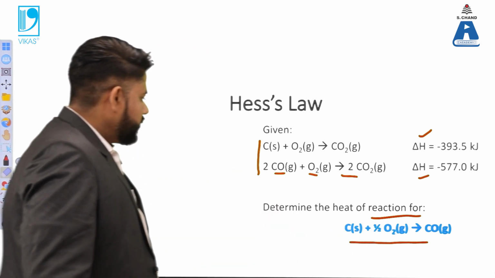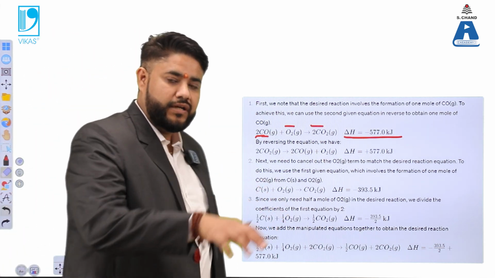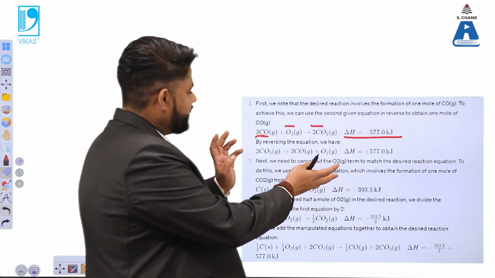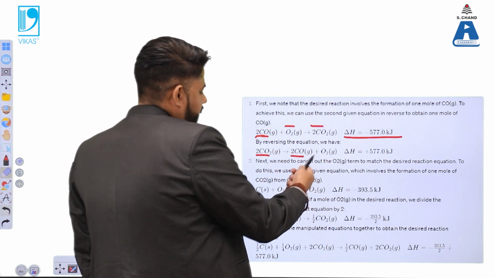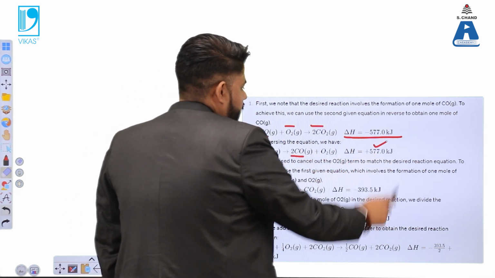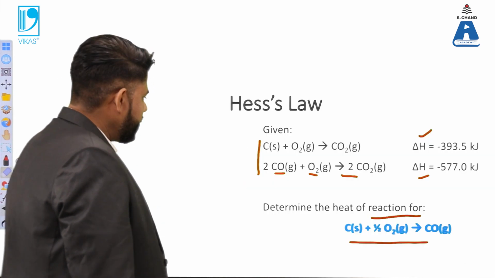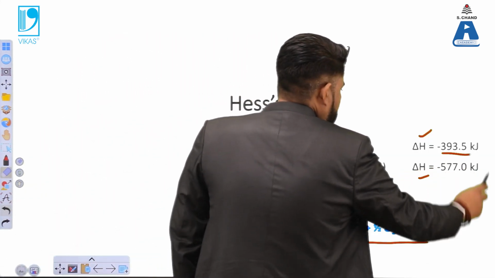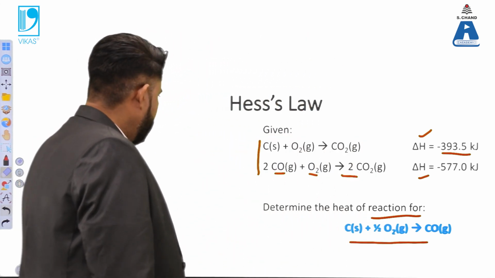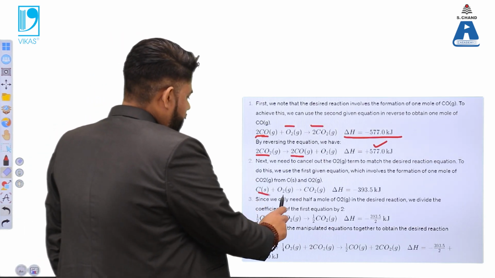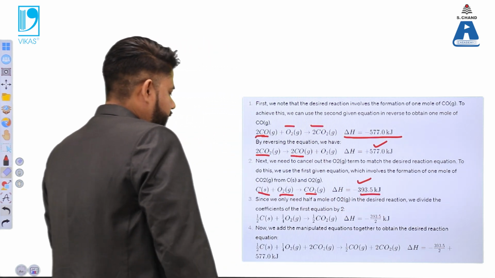Now we would be interested in finding out this carbon monoxide, because this was asked in the question. So we would be particularly interested in getting carbon monoxide on the product side. So we will basically reverse this equation. So this comes out to be carbon dioxide gives that, the reverse reaction, in which the heat of the reaction is 577 kilojoules. Now we are given that reaction in which the heat value is minus 393.5 kilojoules, carbon plus oxygen gives carbon dioxide, which is delta H minus 393.5.